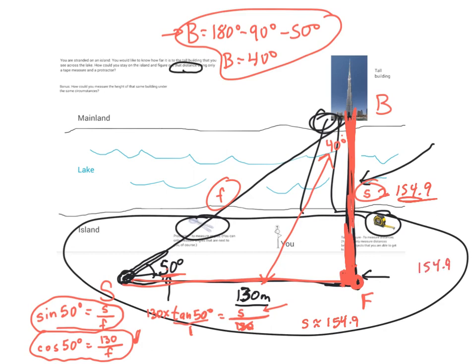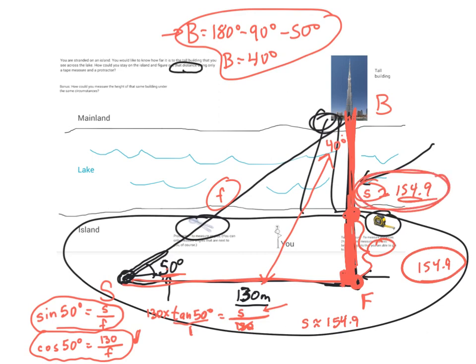Now, if you really want to get technical, you can actually measure this distance to the edge of the island as well, and subtract 154.9, subtract this distance to get the distance from the edge of the island to the building as well. Okay, but you'd actually have to take the tape measure and measure what that distance is. Okay, bonus. So now I know the distance to that building.